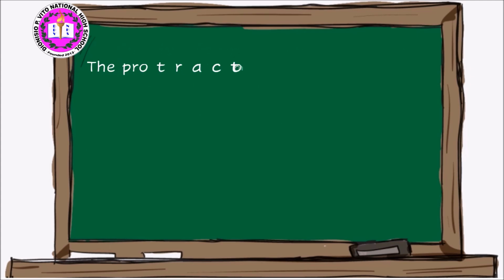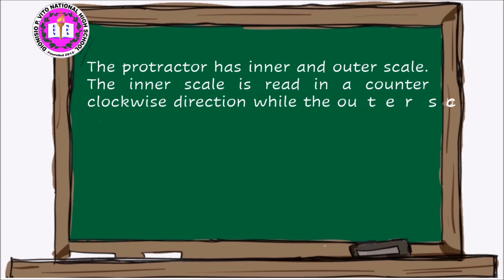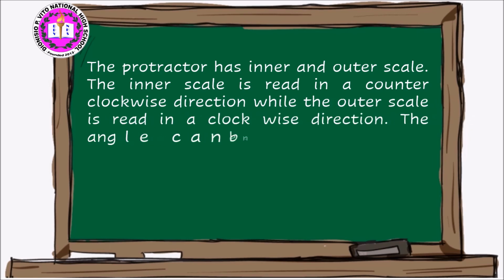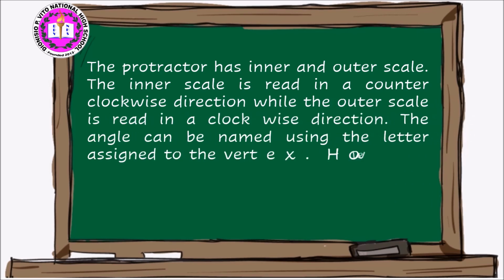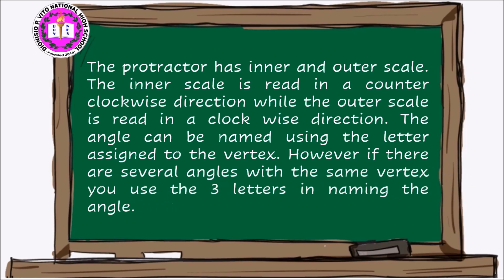The protractor has an inner and outer scale. The inner scale is read in a counterclockwise direction, while the outer scale is read in a clockwise direction. The angle can be named using the vertex, or the letter assigned to the vertex. However, if there are several angles with the same vertex, you use 3 letters in naming the angle.